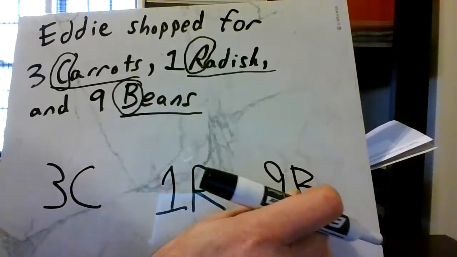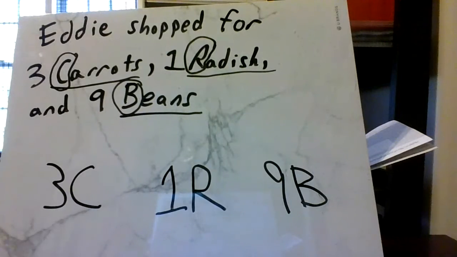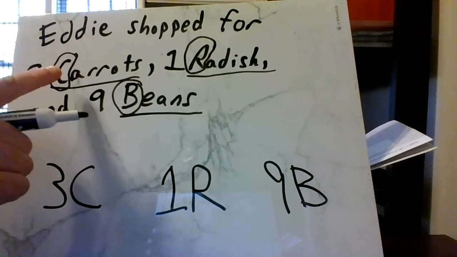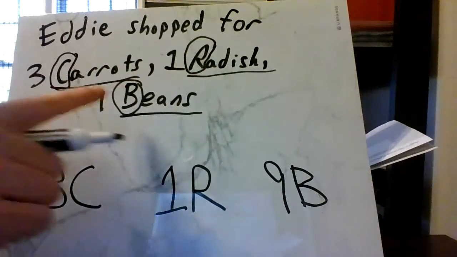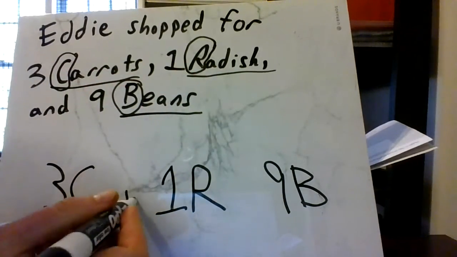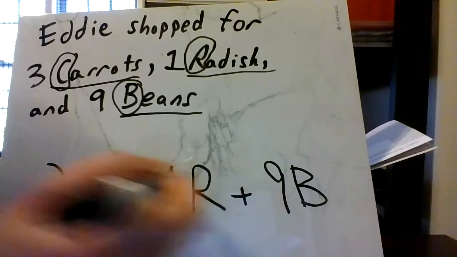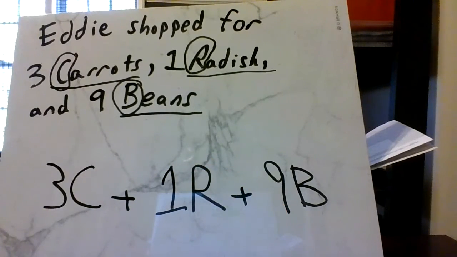Now, there is something that you do need here. You always need an operation when you're dealing with an expression or equation. So, Eddie shopped for 3 carrots, 1 radish, and 9 beans. So 3 carrots and a radish and 9 beans. So the expression here is 3C plus 1R plus 9B.